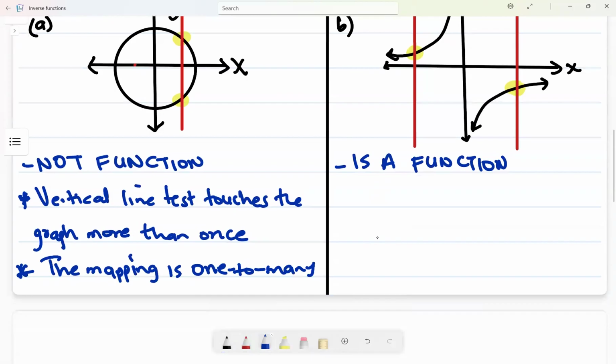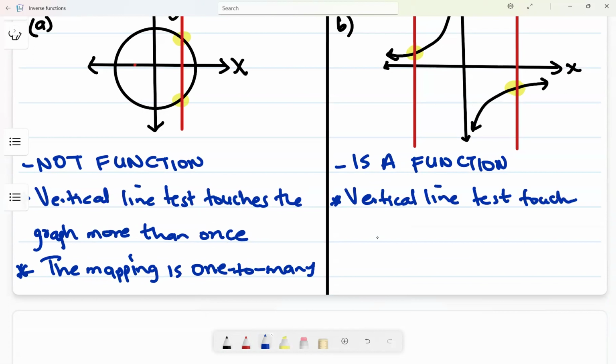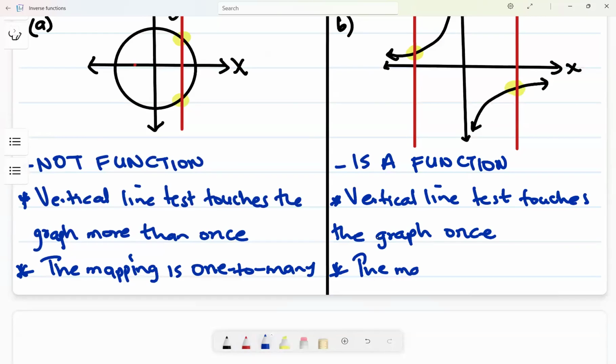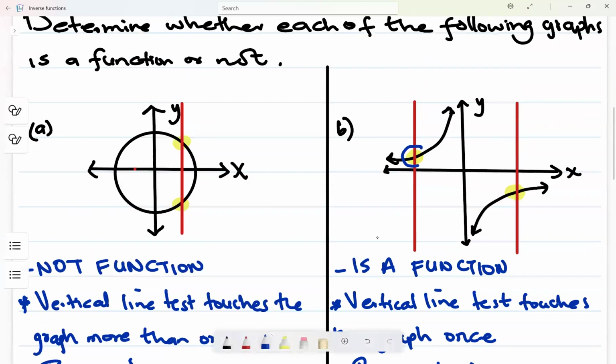Why are we saying that? Because the vertical line test touches the graph exactly once. You do not say it touches the function, it touches the graph. Or you can say the mapping is such that when I put one value of x here, on whatever value of x, I get a unique value of y. So this is a one-to-one function.